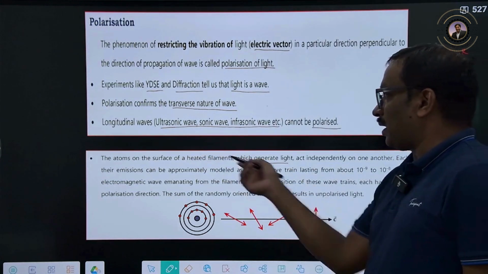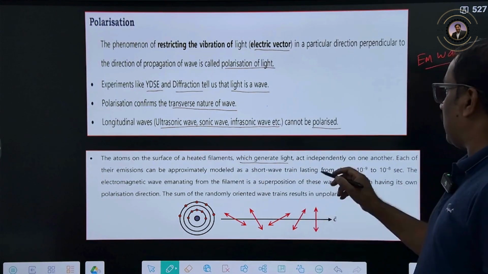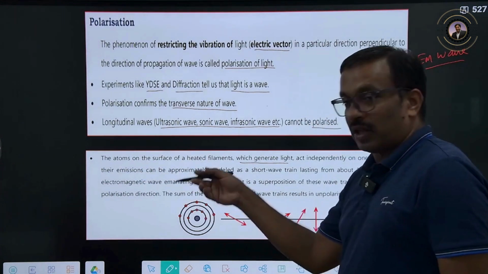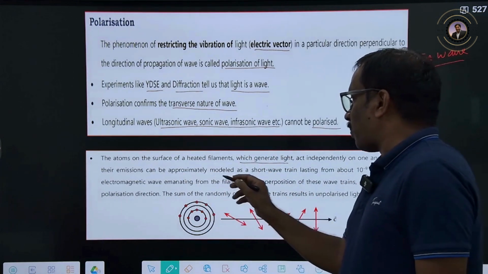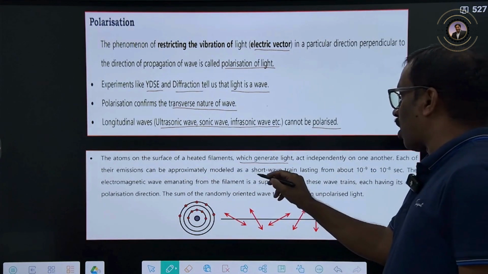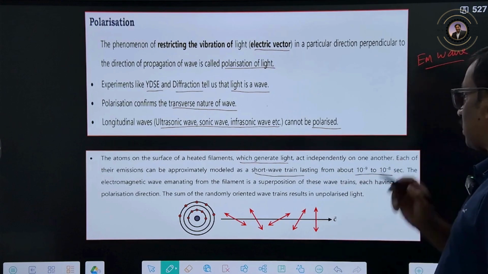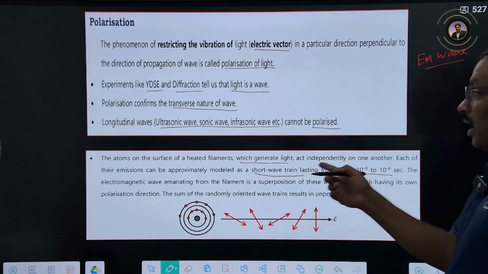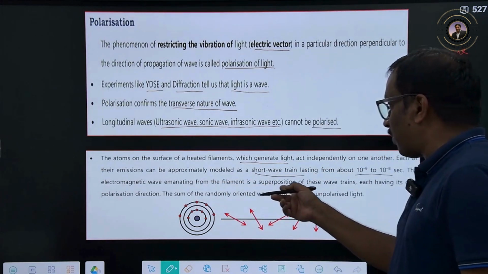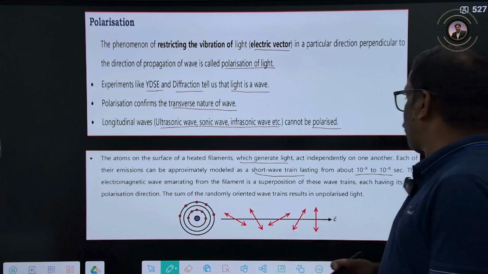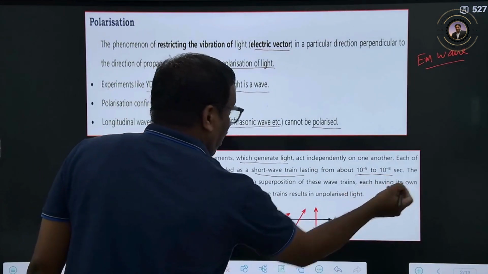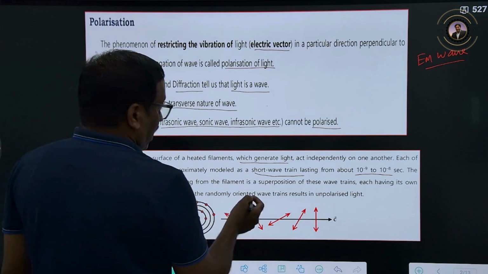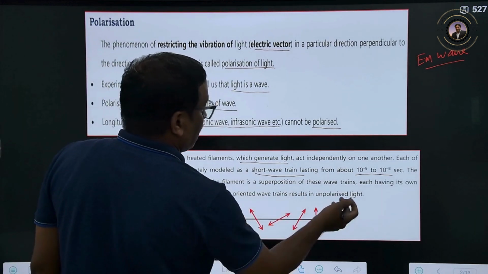So by heating this filament, we can generate light. Each emission is independent of the others, and each emission of this light is approximated as a short wave train, which lasts between 10 to the power of minus 9 and 10 to the power of minus 8 seconds. The electromagnetic wave emitted from the filament is a superposition of these wave trains, each having its own polarization direction. So the sum of the randomly oriented wave trains results in unpolarized light.